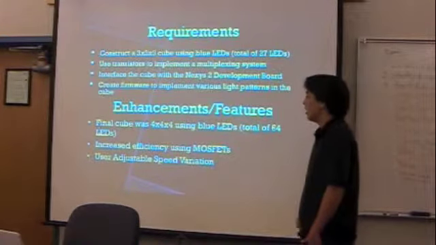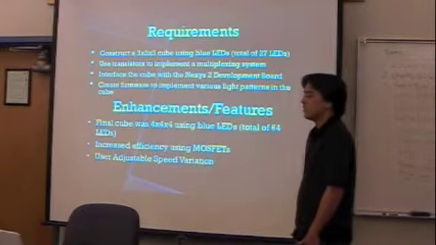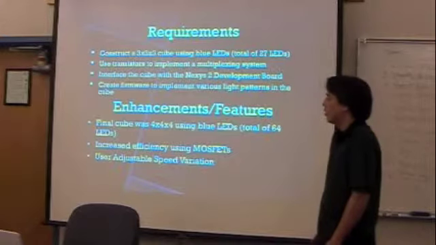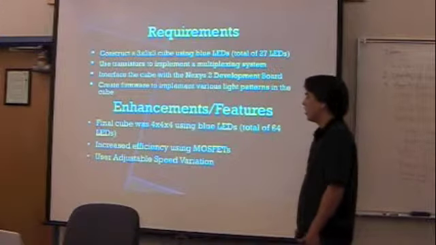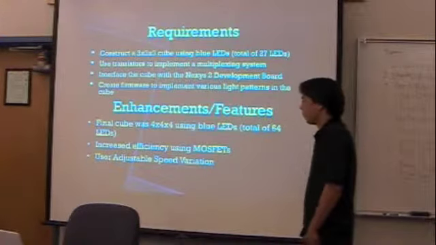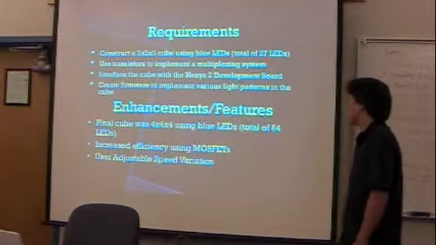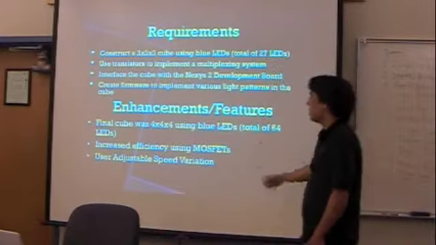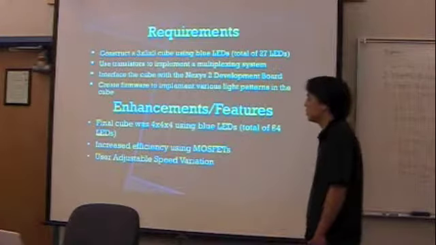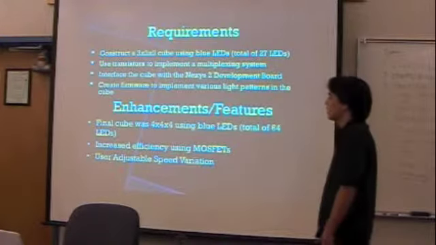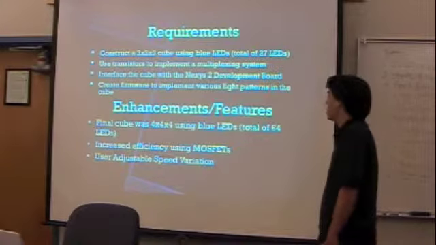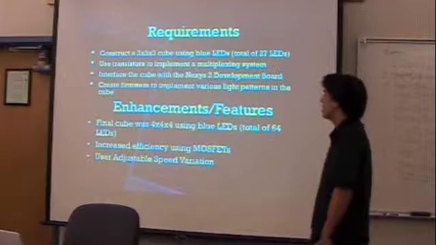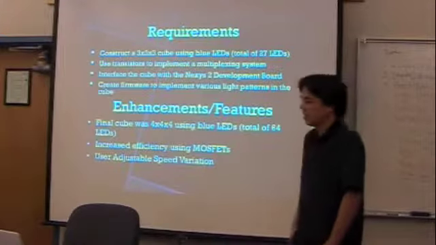But as we went through our design and construction of our cube, we found out that we were able to create a 4x4x4 cube using a total of 64 LEDs. This was because we used MOSFETs for our transistors, which increased the efficiency of our multiplexing system. And a feature that we added was adjustable speed variation within the light patterns in our LED cube.